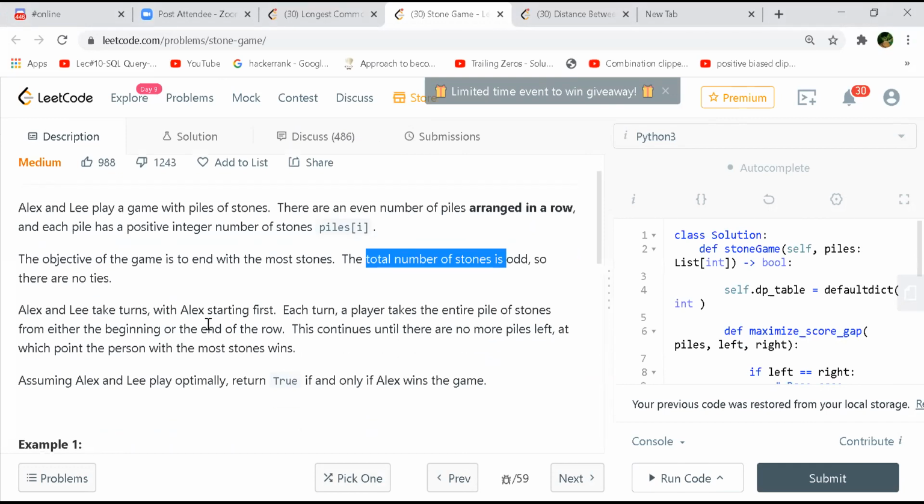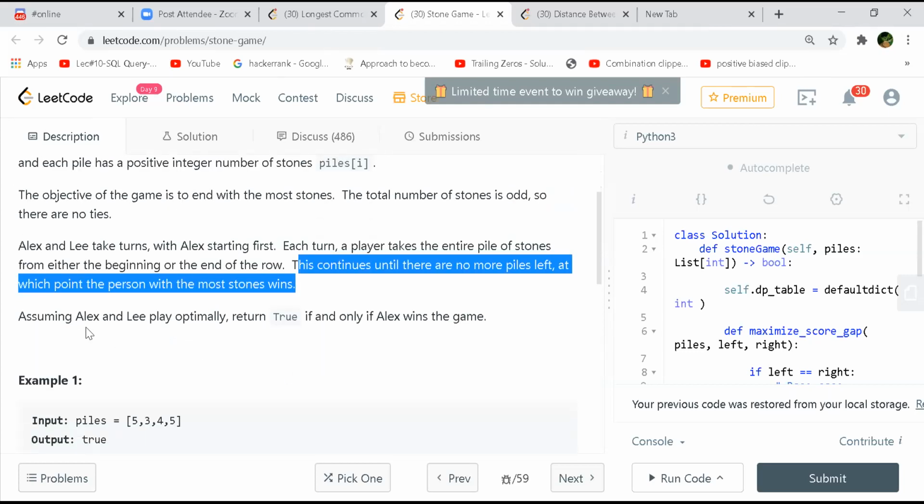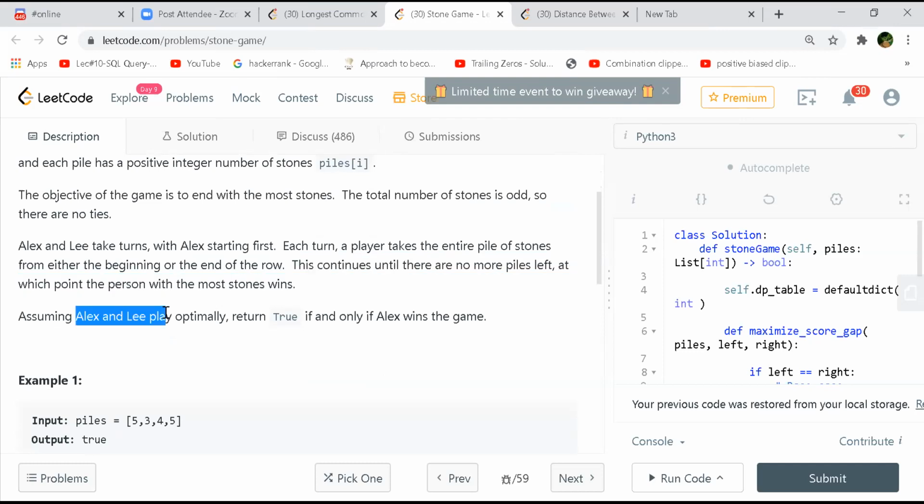Alex and Lee take turns, with Alex starting first, and each turn a player takes the entire pile of stones from either the beginning or the end, and this continues until no more stones are left, at which point the person with more stones wins the match. Alex and Lee both play optimally, and return true if and only if Alex wins.